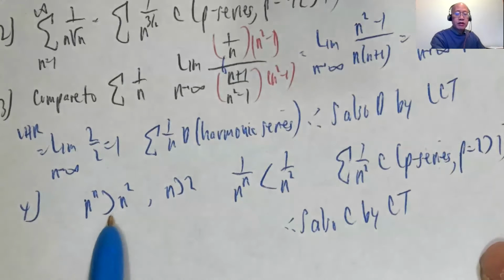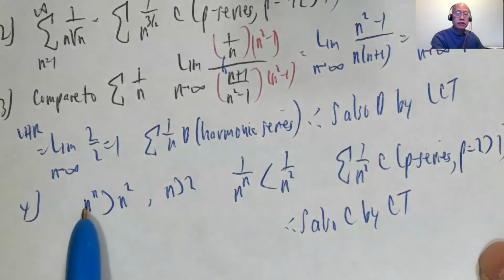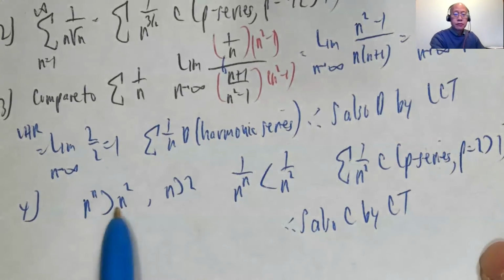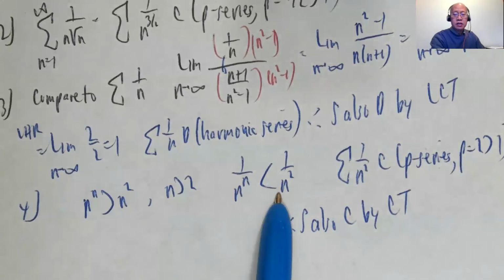Okay, so n to the n is greater than n squared for n greater than 2. N cubed is bigger than n squared, and then n to the fourth is bigger than n squared. Remember, n is only allowed to be positive integers. By the reciprocal rule, 1 over n to the n is less than 1 over n squared.